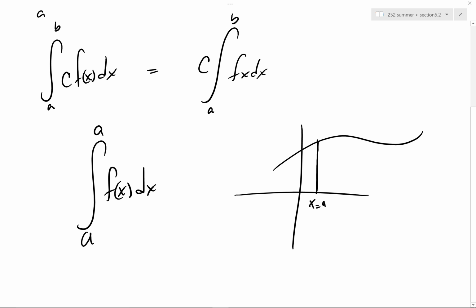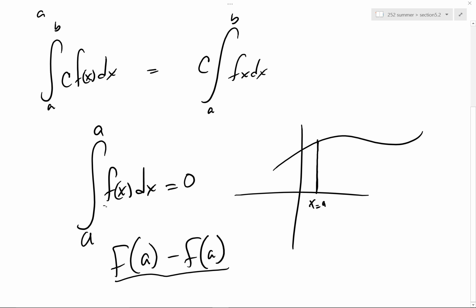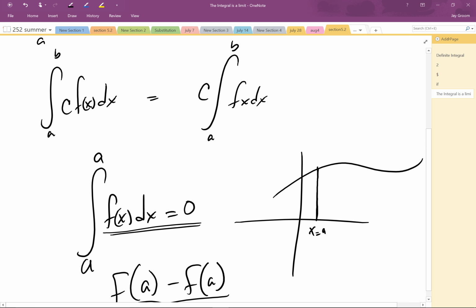Jay, there's no thickness, there's no area. That's exactly right, sir. Well done. Because it would end up being f of a minus f of a. It'll always be 0. Yes, this is true because of the definition, but this is a fact because there's no width to it. Hey, what would happen if you integrated backwards? If you went from b to a, what would you get?